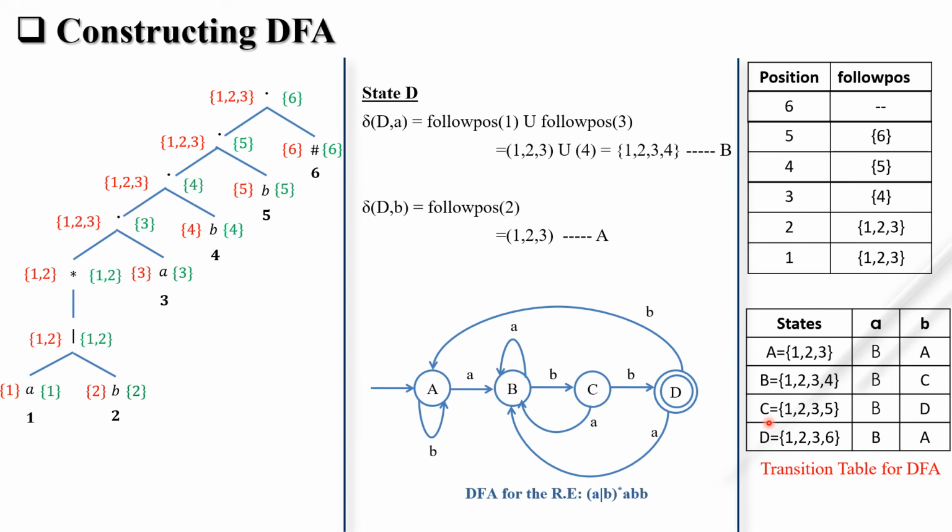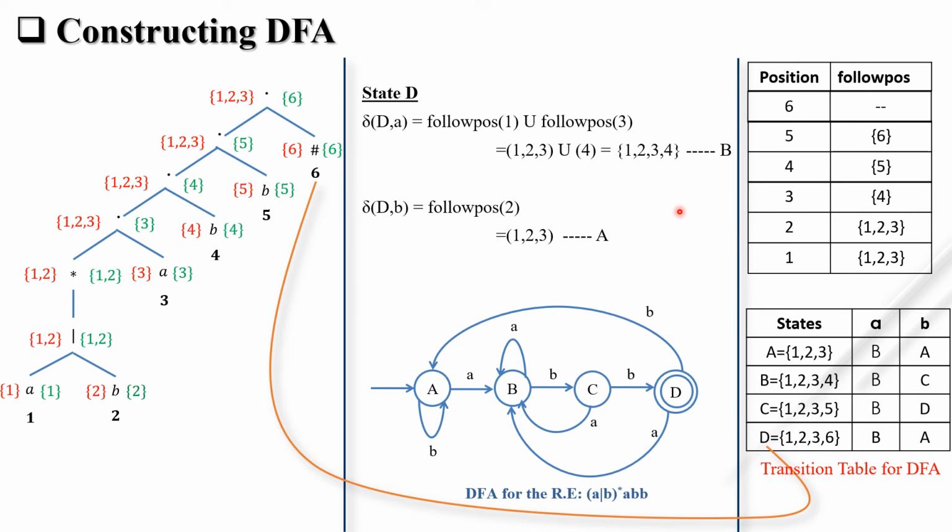Now what is our final state here? How to find which is our final state? For that you have to check this hash symbol. As I told earlier, hash symbol is used to define the final state. Hash symbol is labeled as number 6. Now we check in which state this 6 is present. It is present only in D. That's why we label this D as a final state. If C also contains 6, then C is also our final state. There are two final states. As I said earlier, it may be possible your DFA has more than one final state. Okay.